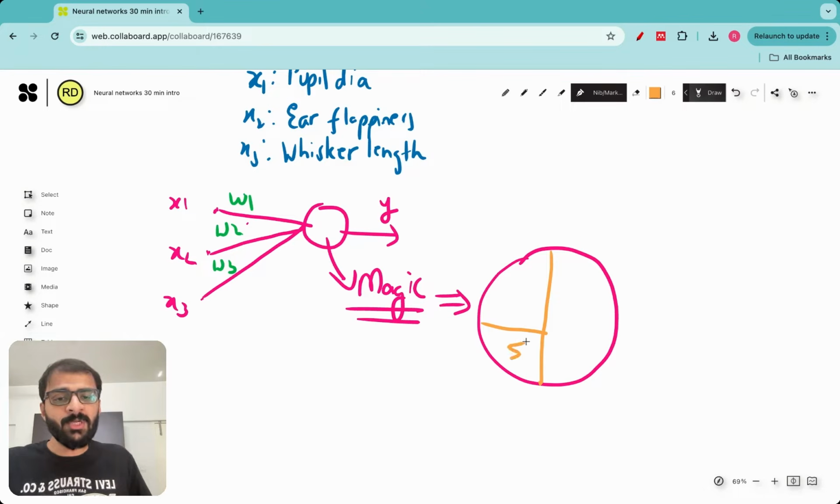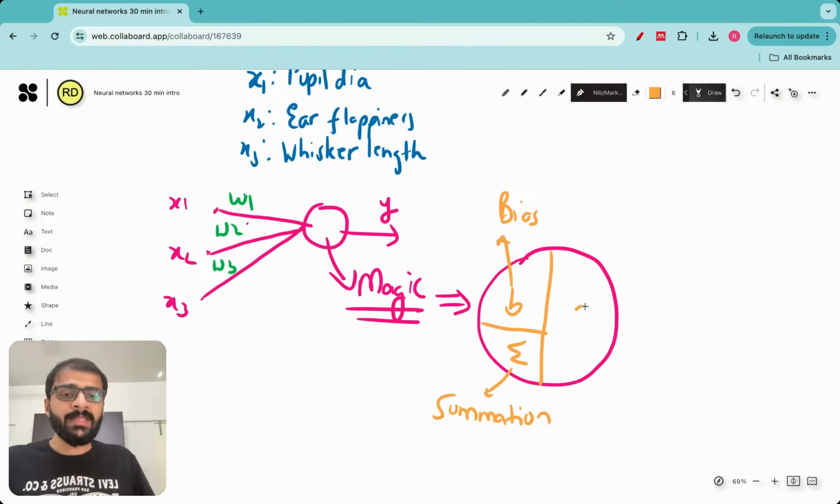The first function which a neuron does is the summation operation. The second function which a neuron does is adding a bias term. And the third function, which is probably the most important function which a neuron does, is called the activation function.